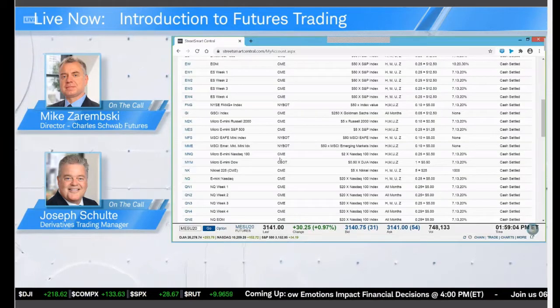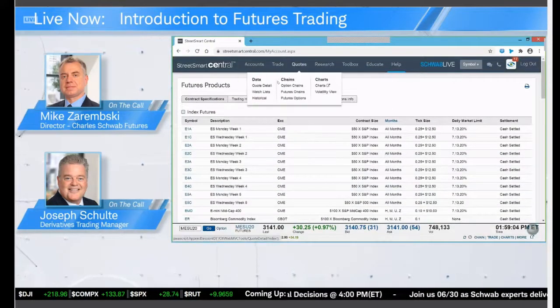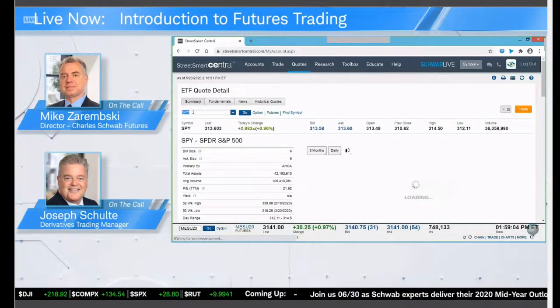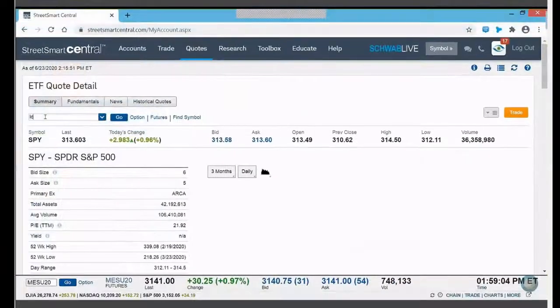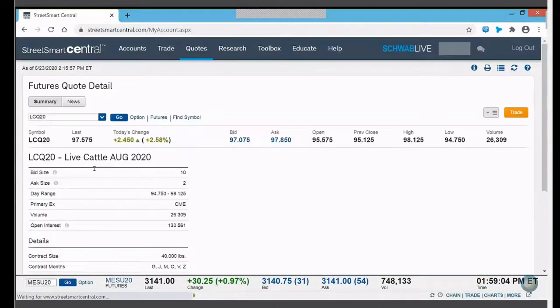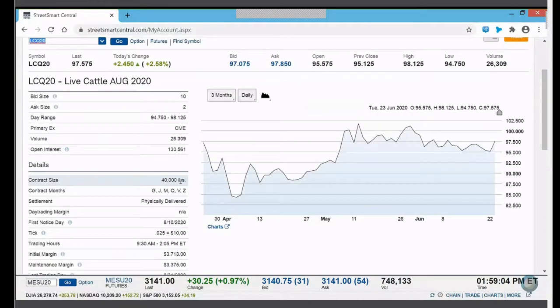So let's go back to that page here. Quotes, quote detail. And let's go back to our cattle future example, LCQ20. If we look down here at the contract size, we see that it's a 40,000 pound contract. So that is probably the easiest place to find it, but you can also find it in that contract specs page we looked at earlier.